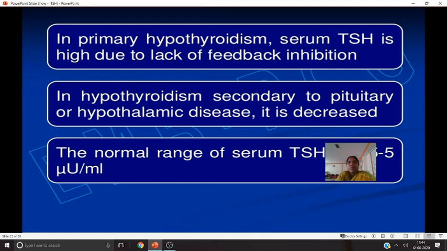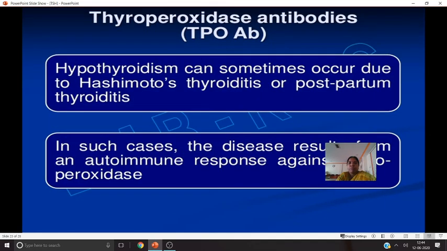In primary hypothyroidism, serum TSH is high due to lack of feedback inhibition. In hypothyroidism secondary to pituitary or hypothalamic diseases, it is decreased. The normal range of serum TSH, thyroid stimulating hormone, is 0.5 to 5 microunits per ml. This is the normal range of serum TSH. We have to remember the normal levels.